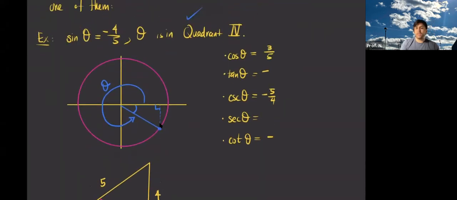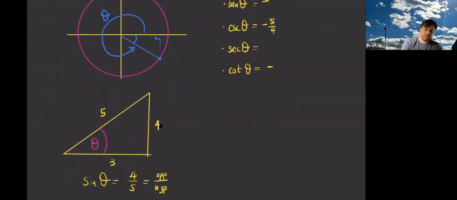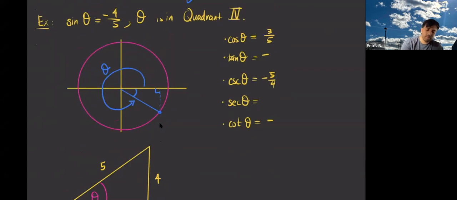3/5. Tangent would be what? Opposite over adjacent. 4/3. Secant would be the reciprocal of cosine, 5/3, and cotangent would be the reciprocal of 4/3, which would be 3/4. So I found all the rest of my trig functions based upon the one they give me and based upon what quadrant theta lies in.